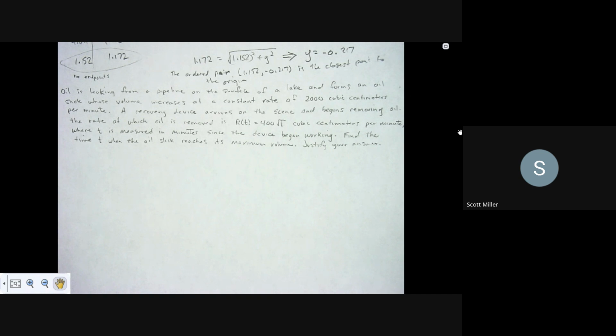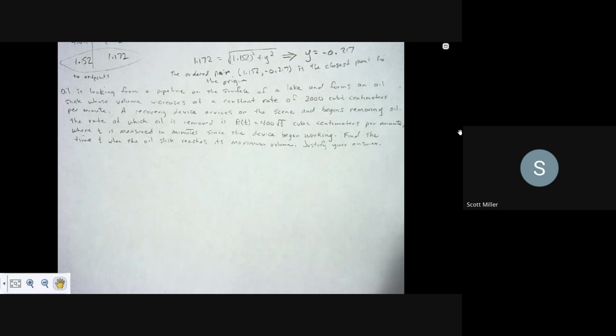t is measured in minutes since the device began. Find the time when the oil slick reaches its maximum volume. Justify your answer. But what are some observations we can make here? You look at a problem for the first time. What am I looking at?